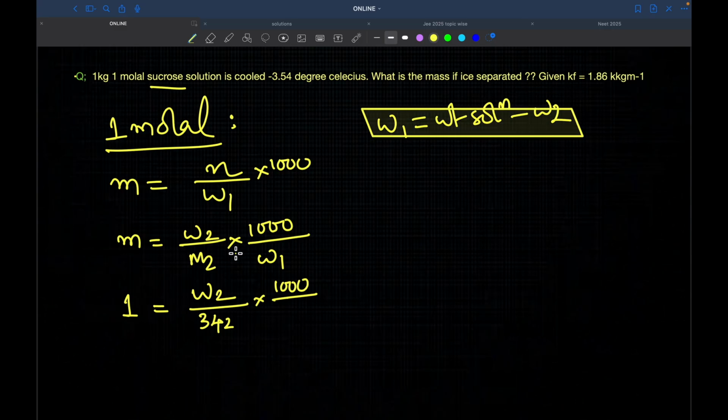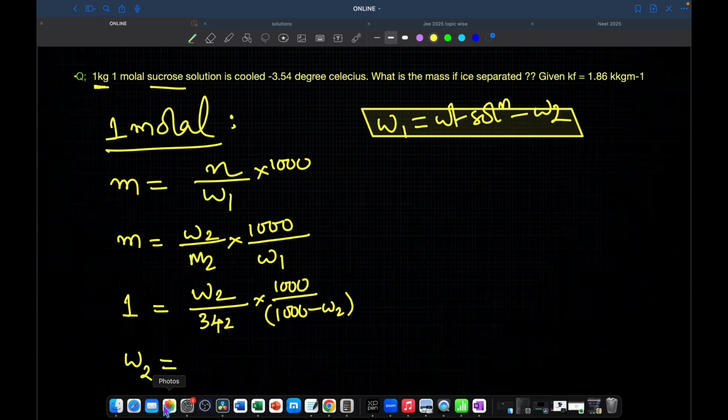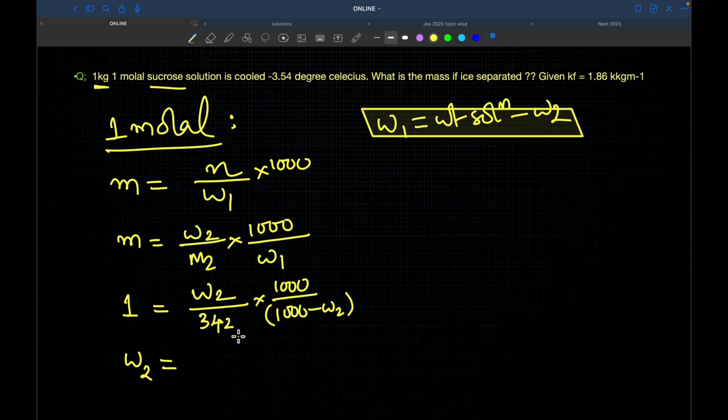So what is the weight of the solution? Solution weight is 1 kilogram, so that is 1000 grams minus W2. From this you have to find W2.